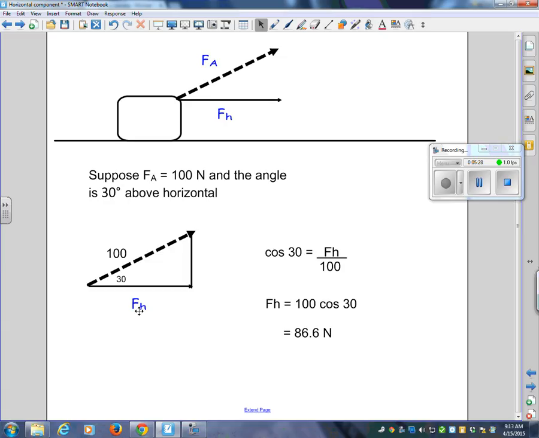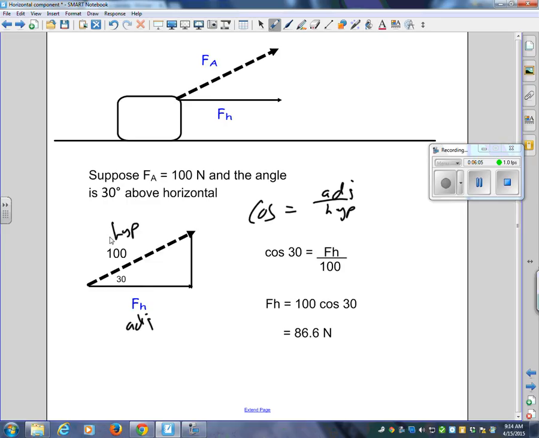Well, cosine is adjacent over hypotenuse. That's the definition, right? And this one here is the adjacent, and this one here is the hypotenuse. The hypotenuse is always going to be the angle one. Is the FH always going to be adjacent to the angle? Pretty much yes, as long as the angle is always measured from horizontal.